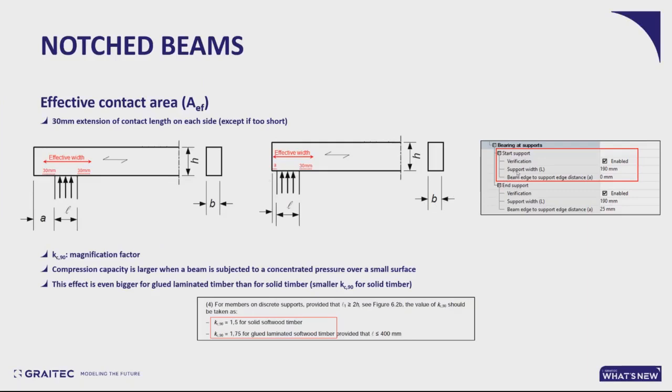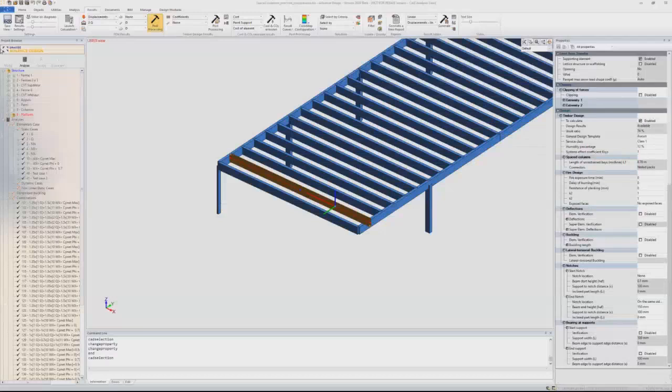So in advanced design, you will define support width, as well as the potential overhang. And advanced design will automatically compute the kc magnification factor. It's not a reduction this time, because the capacity is in fact larger when you're dealing with local pressure on a small surface. And this effect is even more favorable for glue laminated timber than for solid timber. So let's see how that works in advanced design, getting back to our platform.